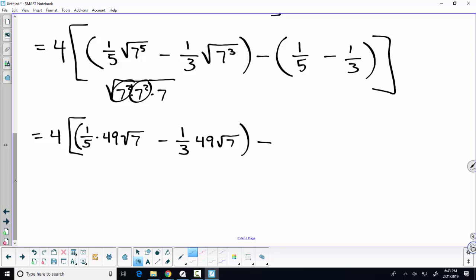Minus, we have here 3 over 15 minus 5 over 15. 7 root 7 root 7, yeah. No, because it's 7 squared gets pulled out. 1 7 left over. 7 root 7, thank you. And then we have, what here? Negative what? 3 minus 5 over 15. We'll just call that a plus.